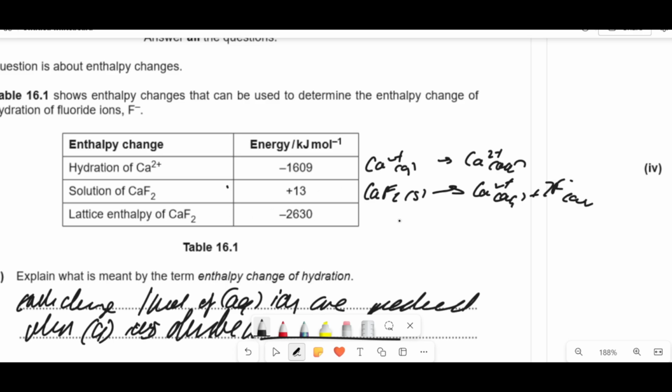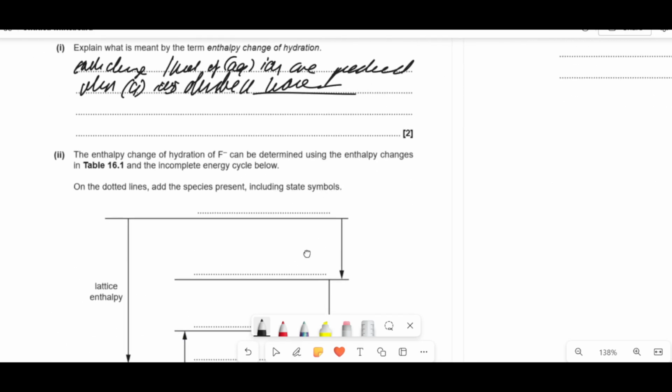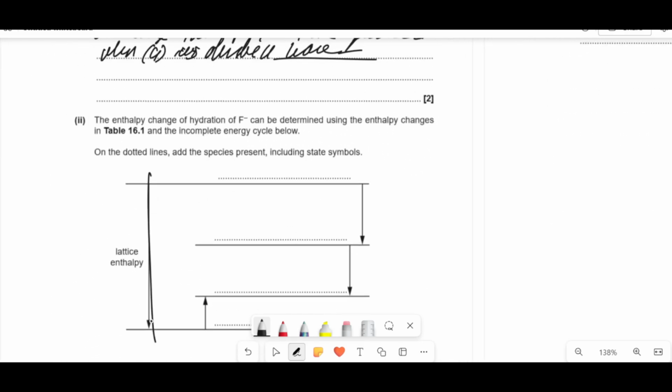Lattice enthalpy is when you make 1 mole of a solid ionic compound from its gaseous ions. So you're going to have Ca2+ gas plus 2F- gas goes to CaF2. That's why these are important, because then it helps you put them in the cycle. Or sometimes you might have to make your own cycle. So lattice enthalpy, you know you're going from gaseous ions to a solid ionic compound. So it's going to be Ca2+ gas plus 2F- gas.